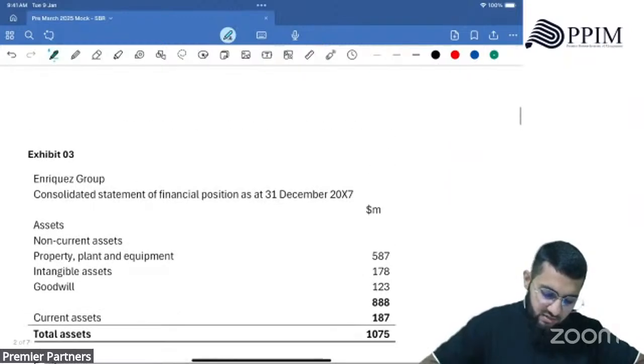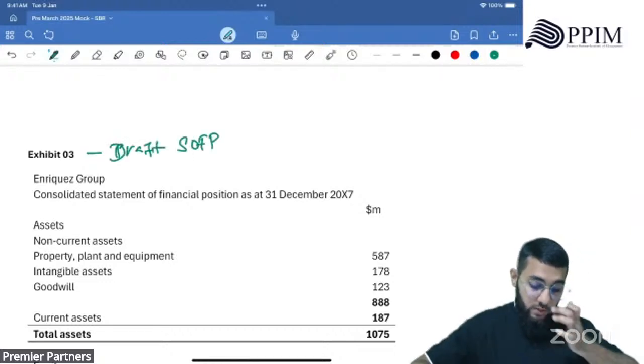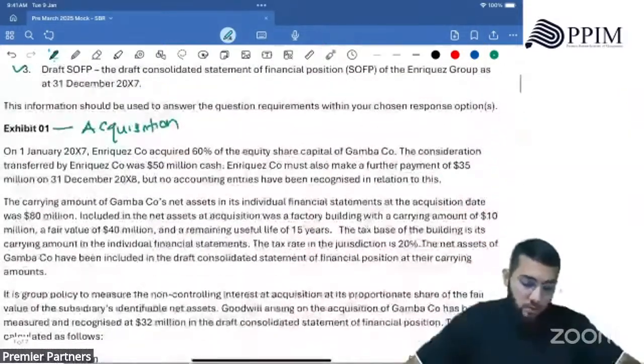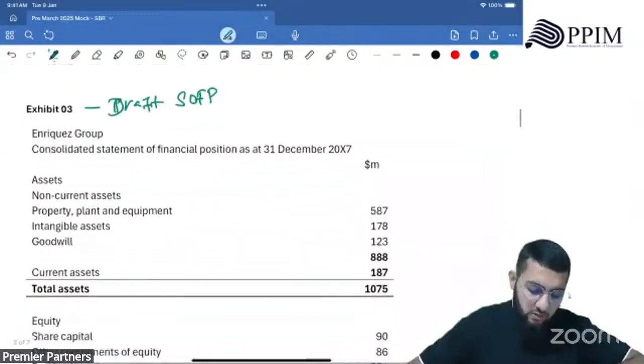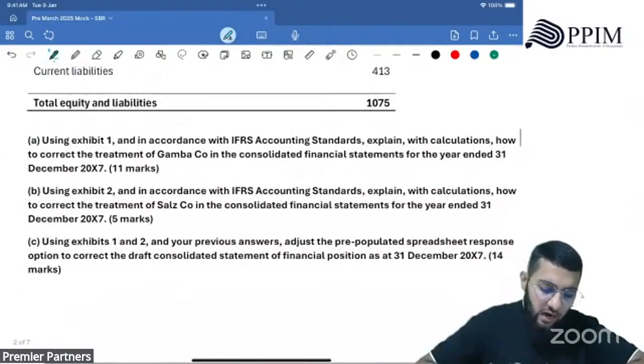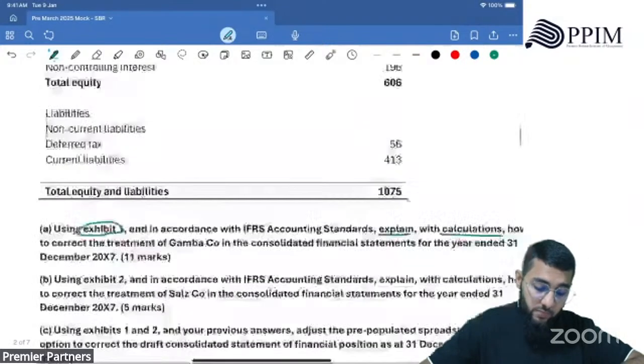Exhibit 3 is the pre-populated spreadsheet or draft SOFP. Okay. Right. So our first requirement, requirement A, asked us to use Exhibit 1 to explain and calculate.